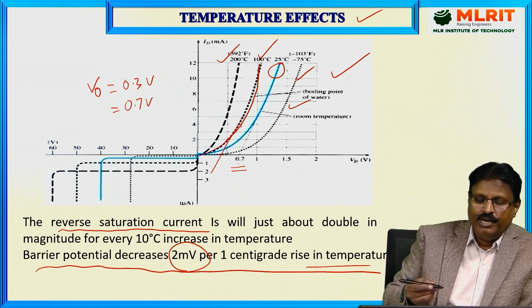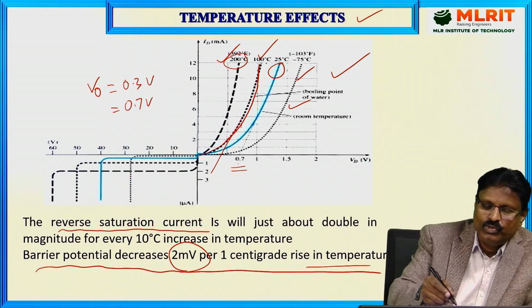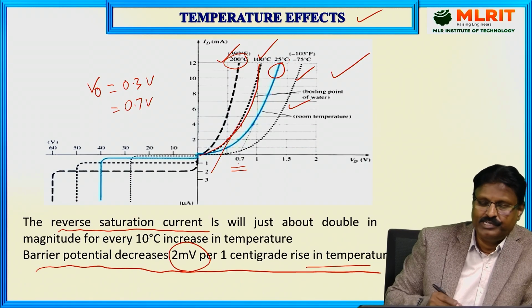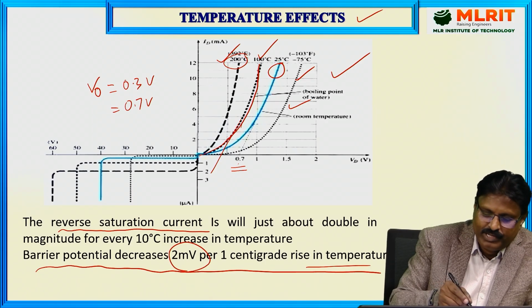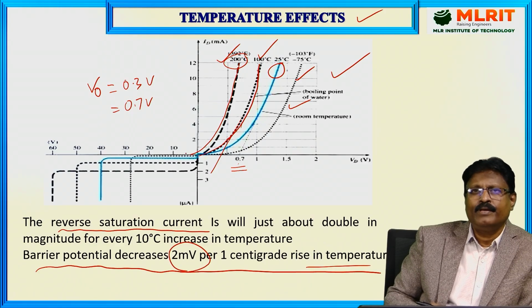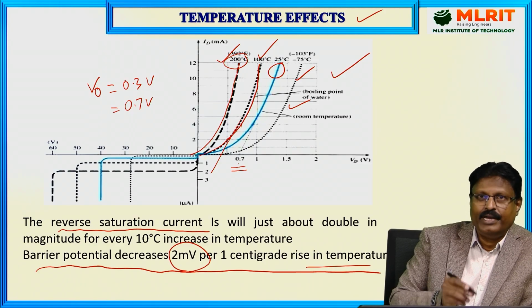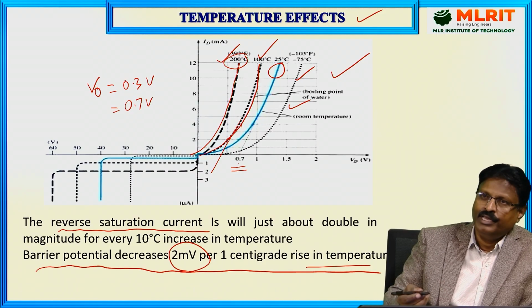Okay. Still, if you observe this curve, the temperature is increased to 200 degrees centigrade from 25 degrees centigrade. So the barrier potential will be decreased. So here the curve is moved still further to the left of the solid curve. Okay. So this happens why? Because the barrier potential goes on decreasing whenever the temperature goes on increasing.